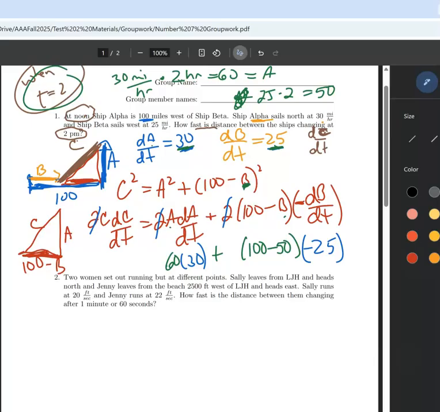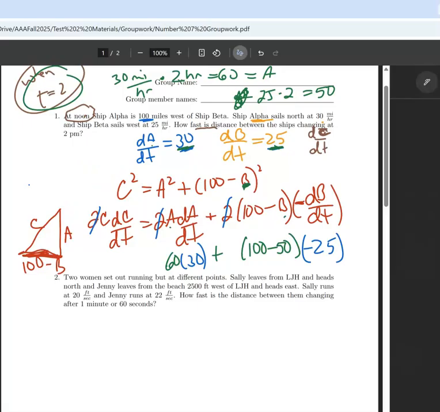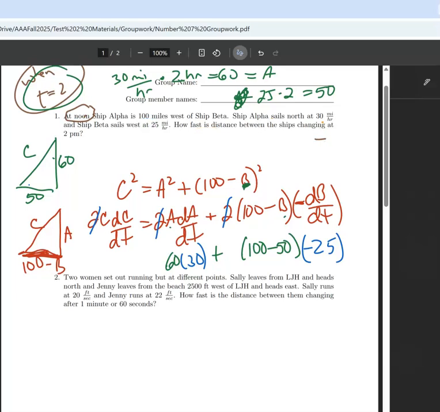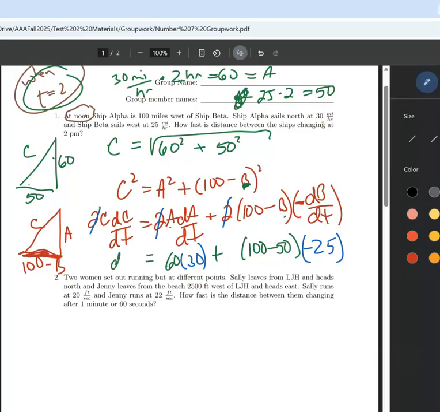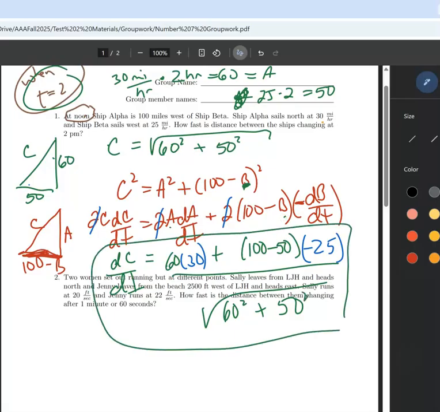To find C, I need to finish off the triangle. So let's do that. I'll just put the picture up here. So I'd have C. I know my A is 60, and I know that is 50. So we can figure it out with the Pythagorean theorem, and I know you know how to plug numbers into a calculator. So I am totally fine with a number like this for C. C is the square root of 60 squared plus 50 squared. So then to find dC over dt, I would just be dividing by the square root of 60 squared plus 50 squared. So that's a fine answer.